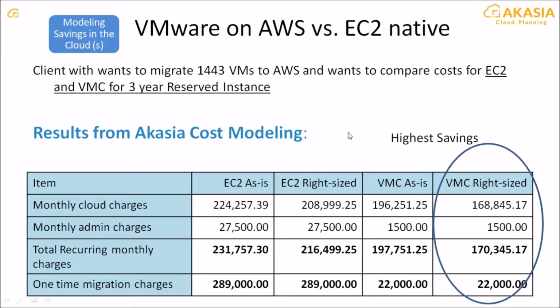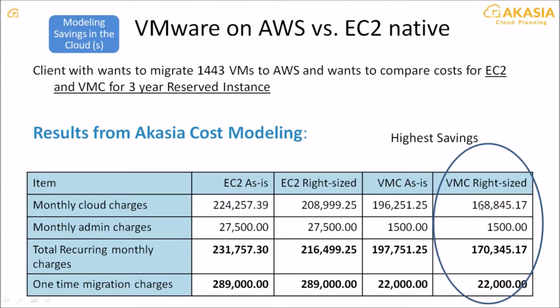Another option for saving is by going for VMware in the cloud. And this is an actual modeling that a partner did, and they shared it with us. We thought it was extremely insightful. So this was an environment that had 1443 virtual machines, and the client wanted to compare this for EC2 versus VMC for a 3-year reserved instance period. And these were the options.